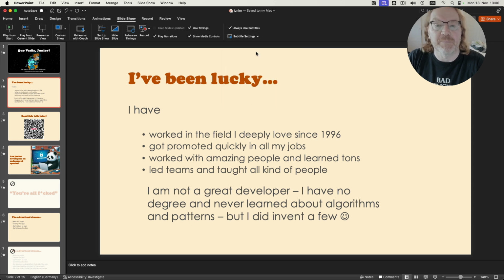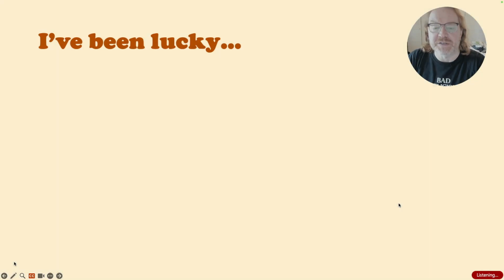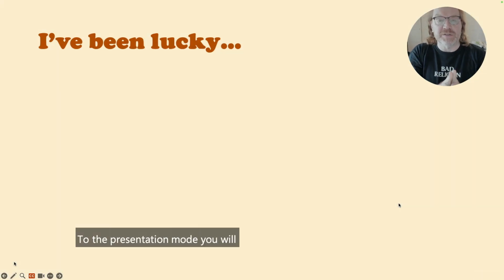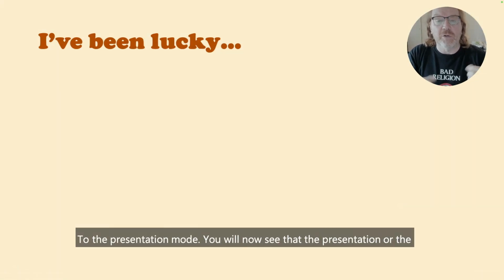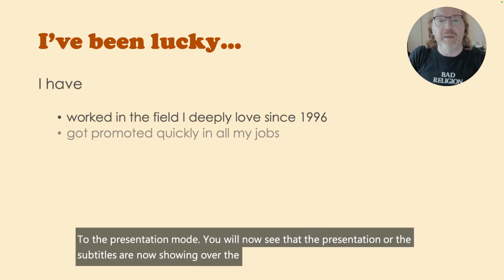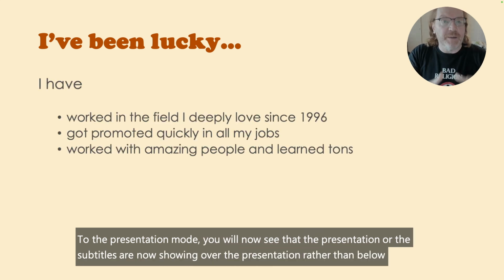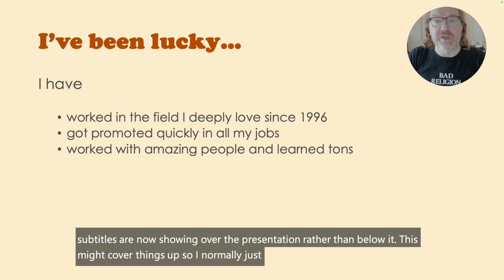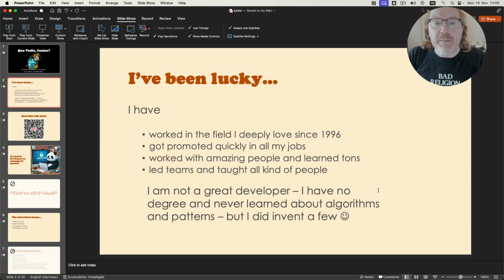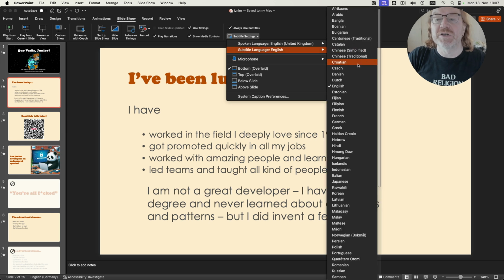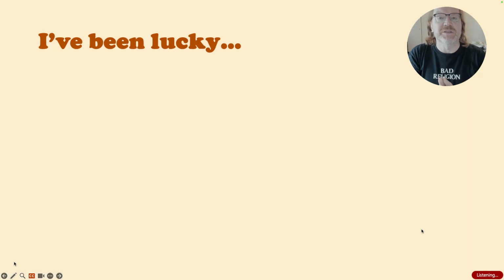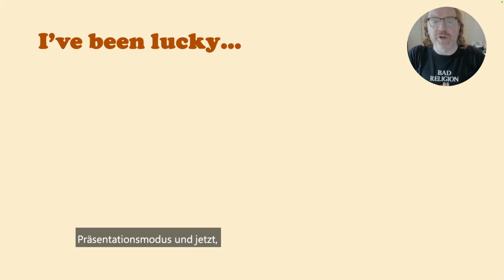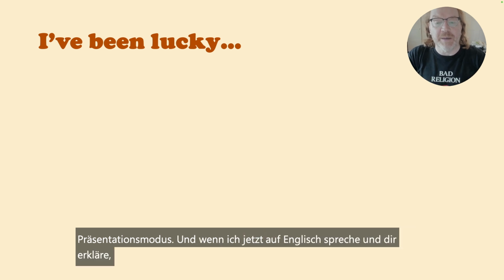So if I turn, for example, on bottom overlaid and I go back to the presentation mode, you will now see that the subtitles are now showing over the presentation rather than below it. This might cover things up, so I normally just show them below the presentation instead. Now the really mind-blowing thing is that I can actually use these subtitles here and speak English and actually display them in German if I wanted to. So I turn on German here, I go back to the presentation mode, and now if I speak in English and I explain to you what's going on there, it actually generates German subtitles for you.